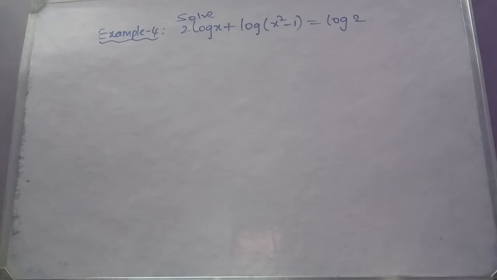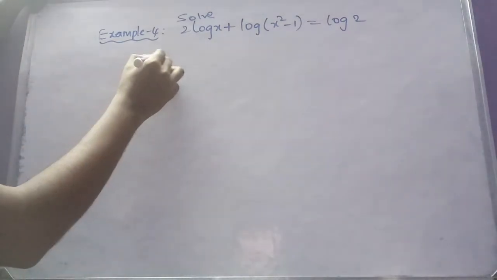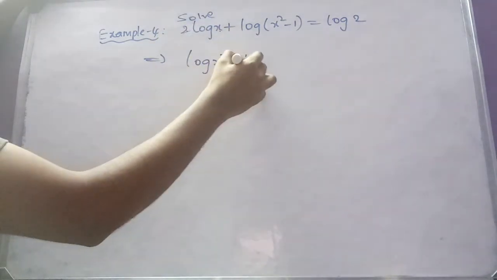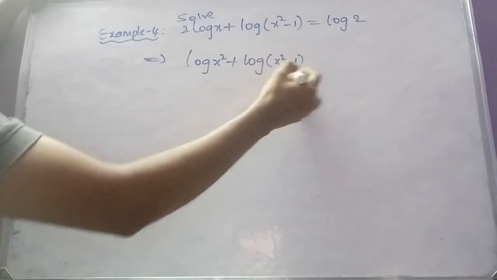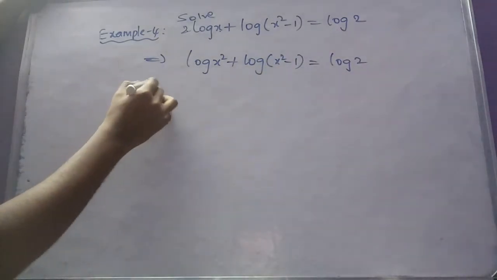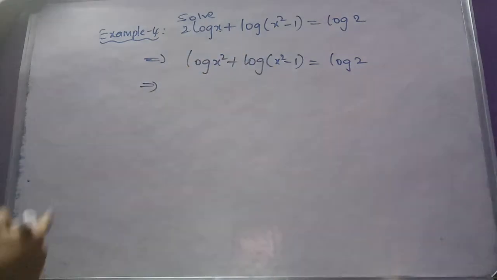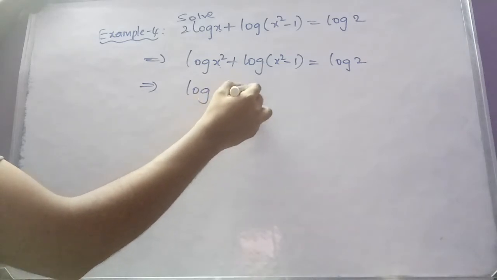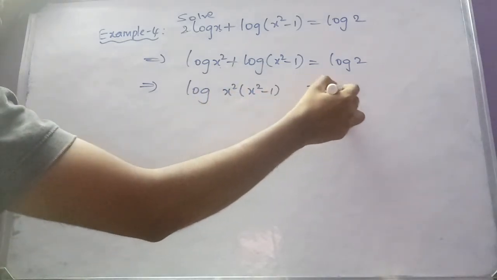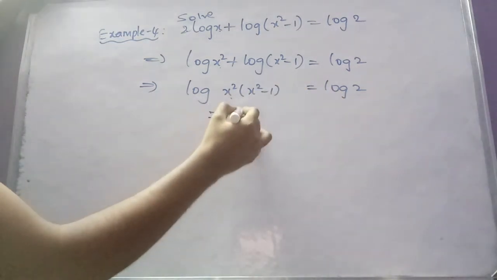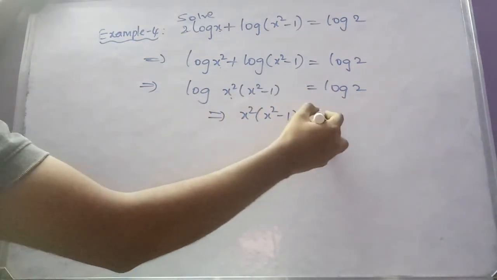So we are supposed to solve this logarithmic equation. First of all, let us solve it. Take 2 as the power of x. You will get log of x square plus log of x square minus 1 equal to log 2. And then you can use the formula log a plus log b, that means log of a into b. So logarithm of this into this: x square into x square minus 1 equal to log 2. Now we can ignore the logarithm on both sides. You will get x square into x square minus 1 is equal to 2.